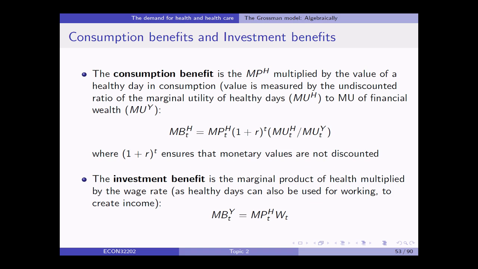Then the investment benefit, the other side, so how much more income we can get, is essentially the marginal product of health, MPH, multiplied by the wage rate. So however many more healthy days we get, we assume we supply them to a competitive labour market. So every extra day, every extra hour spent working generates the wage rate times the extra labour supply.